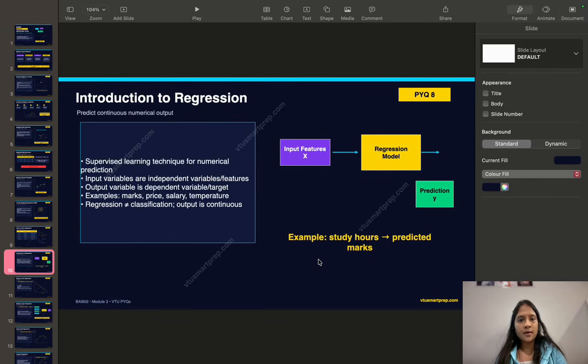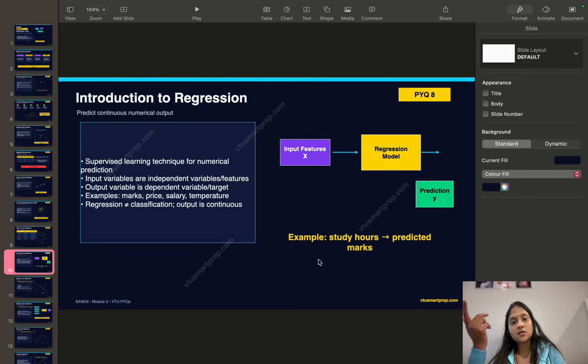Regression is a supervised learning technique for numerical prediction. Input variables are independent variables, or features. The output variable is the dependent variable, or target. Include examples like marks, price, salary, temperature. And regression is not equal to classification. This is very important: regression is not equal to classification.